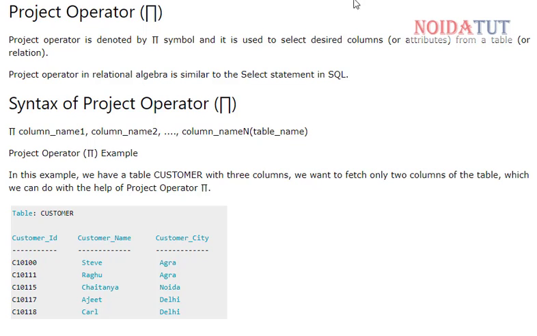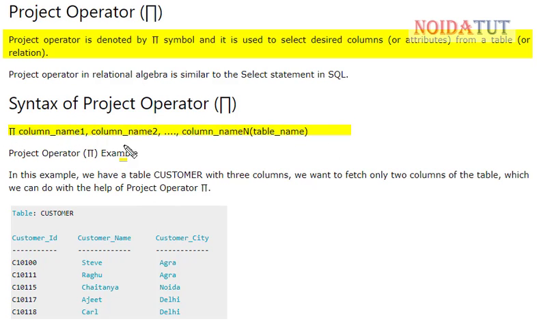Now when we talk about the project operator denoted by pi symbol, it is used to select desired columns or attributes from a table. Now the project operator in relational algebra is similar to the select statement in SQL. Now let us see the syntax of this. This is going to specify select column 1, column 2, column 3 from table name.